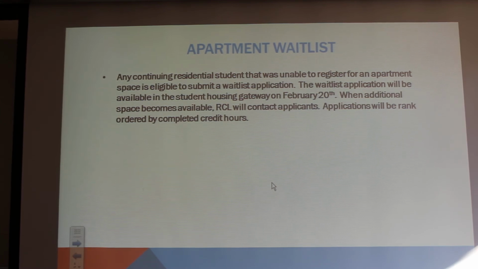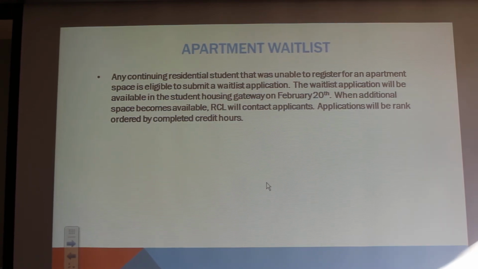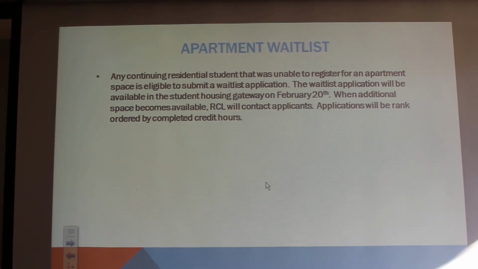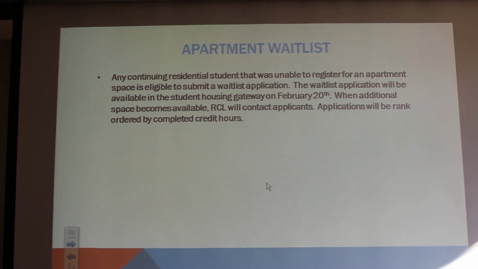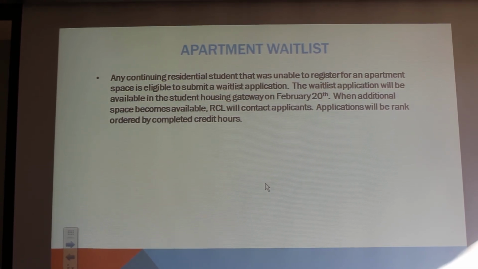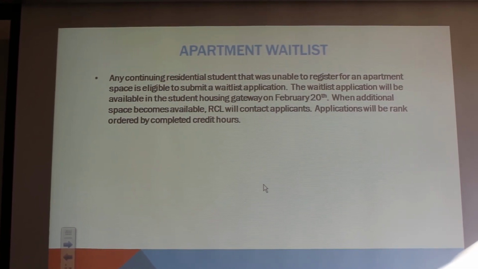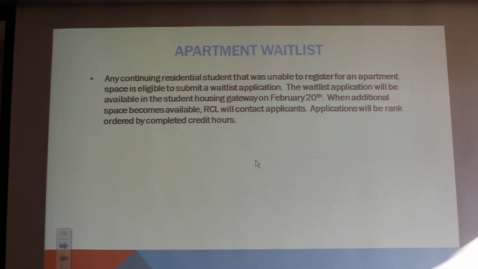The last day of the apartment registration process will be our apartment wait list. Any continuing residential student that was unable to register for an apartment space is eligible to submit a waitlist application. The waitlist application will be available in the Student Housing Gateway on February 20th. The waitlist application will remain available for 2 weeks. When additional spaces become available, RCO will contact applicants. Applications will be ranked ordered by earned credit hours. This is not ranked ordered by time, and when you submit the apartment waitlist, it will be ranked ordered by your earned credit hours.